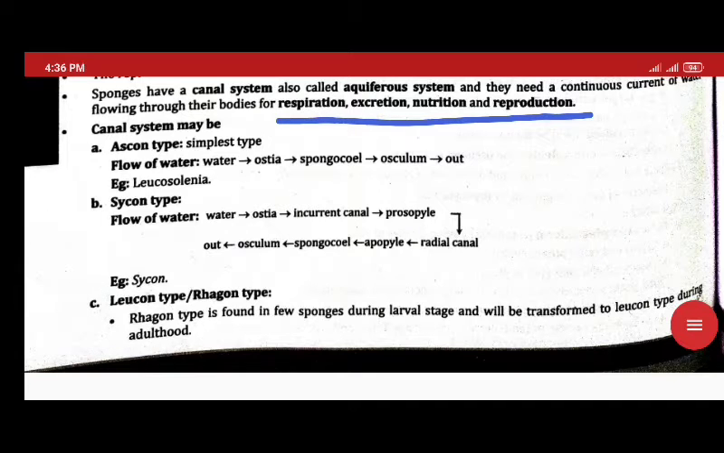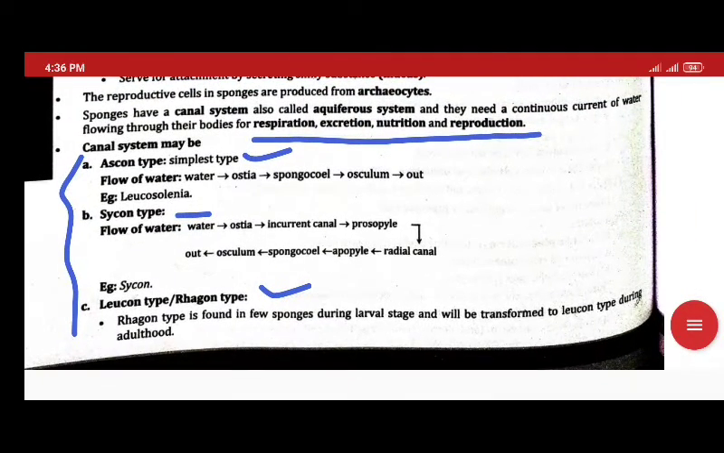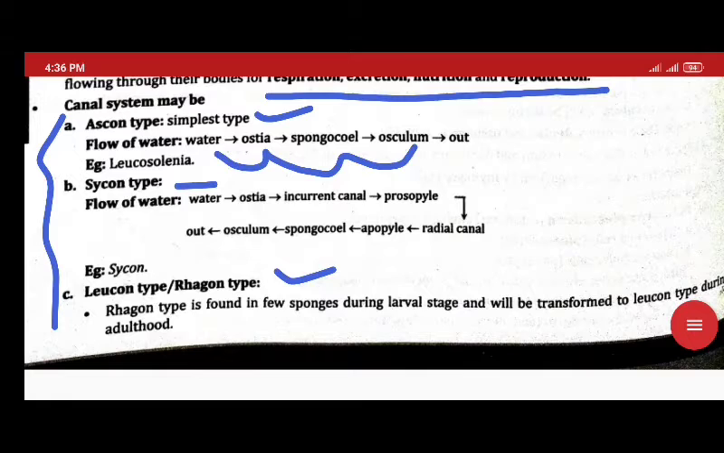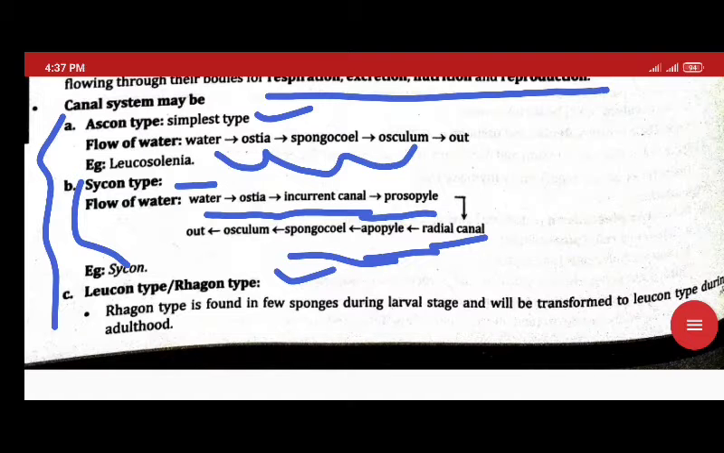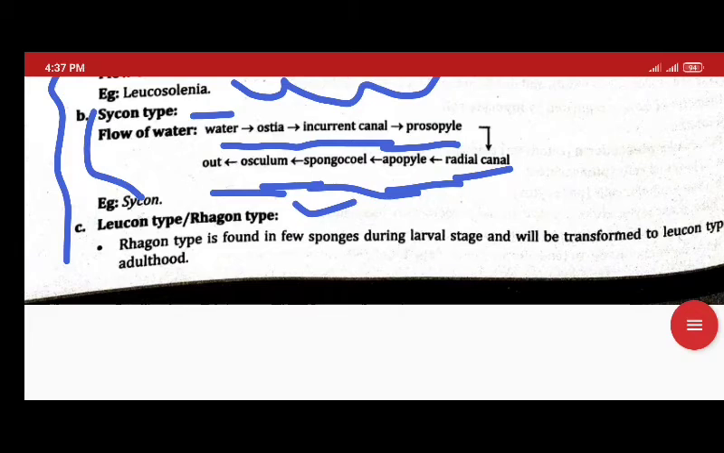Here a canal system is given. Because of the water system, it also has a canal system. It has three types: ascon, sycon and leucon. Ascon is simple type, sycon is mixed type, and leucon is complex type. This is on the basis of how water passes. First water enters through ostia, spongocoel, then the osculum, then water goes out. Leucosolenia is the simple type example. For the sycon type, the example is Sycon. Here water goes through ostia, incurrent canal, then prosopyle, then radial canal, then apopyle, then spongocoel, then osculum, then out. The third type is leucon, or rhagon type.